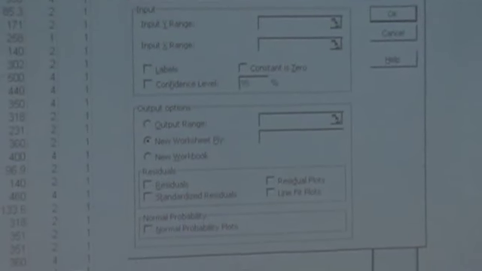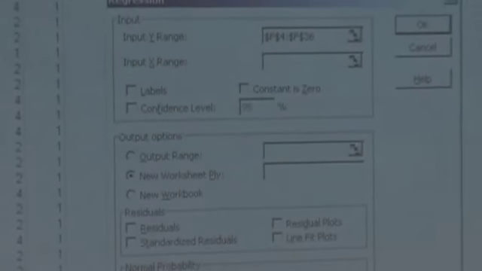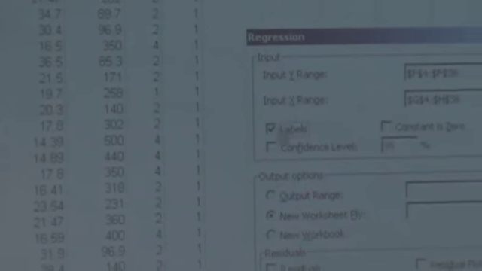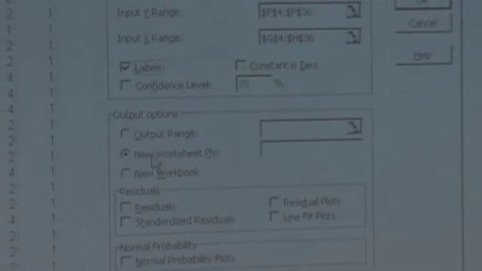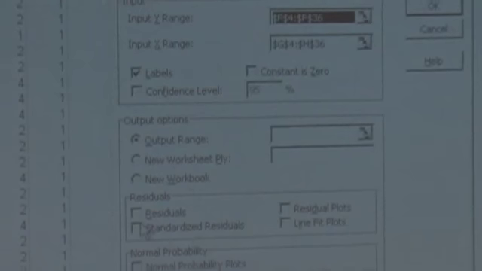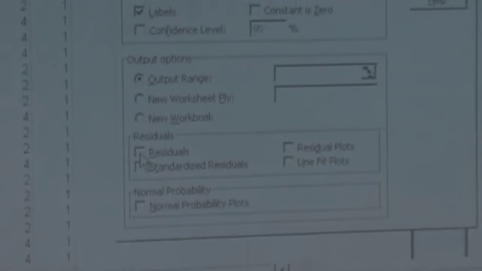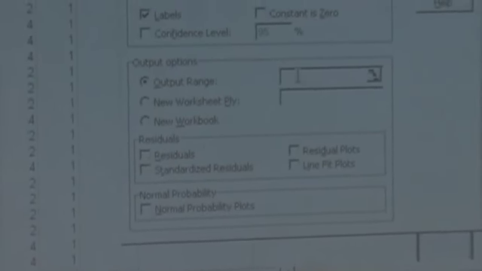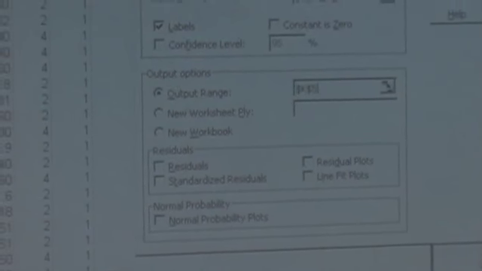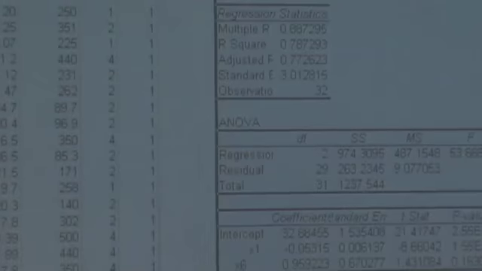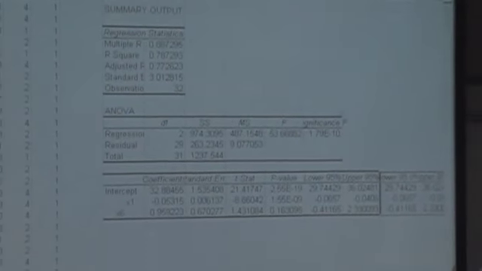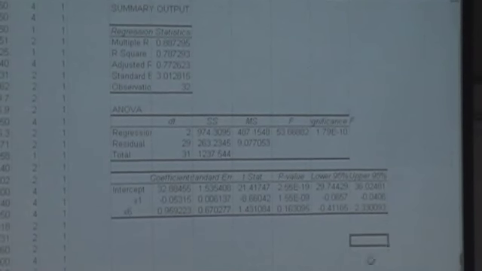Everybody with me on this? I'm sure you've done it a million times. Input range. I'm going to put the label in this time too. Okay. X range. Okay. Labels. Confidence level. I'll just skip that. Output range. Let's keep it on the same page. Residuals. I'm not going to need them for this particular one, so I'm just going to skip it. Okay. Output range. Let's put it right here. Okay. So there's all the stuff plus the extra 2 confidence intervals that I don't need. I always clear that business, because I don't know why it's there.